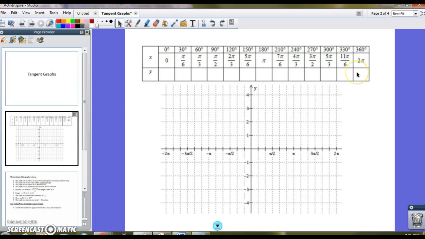We'll start with, and this is the note sheet that you have as well, so make sure that you're copying all this down onto your note sheet.